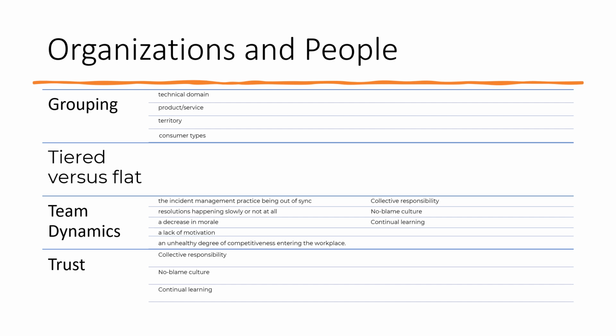This leads to a number of negative effects, such as the incident management practice being out of sync, resolutions happening slowly or not at all, a decrease in morale, a lack of motivation, and an unhealthy degree of competitiveness entering the workplace. Furthermore, trust between team members breaks down. Approaches such as DevOps and techniques such as swarming show some of the characteristics needed to encourage a positive culture, although it is not necessary to follow these approaches to achieve the correct team dynamic.